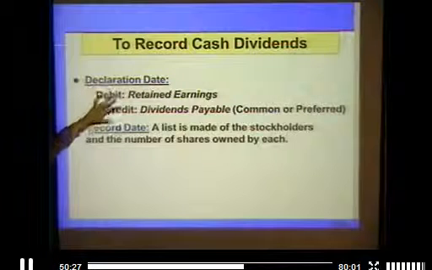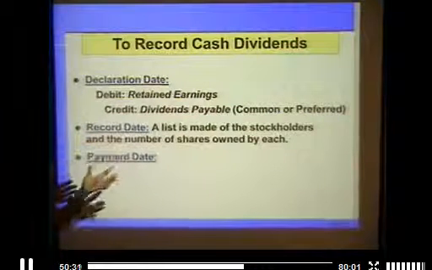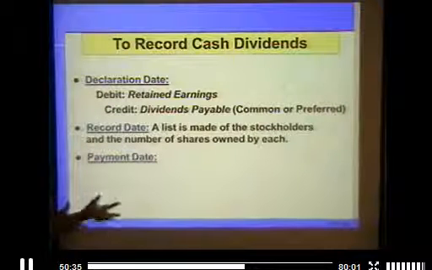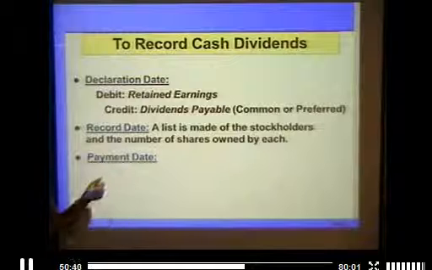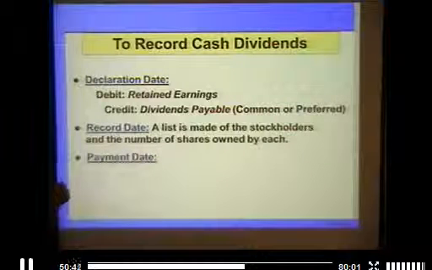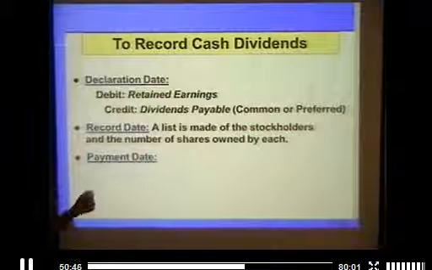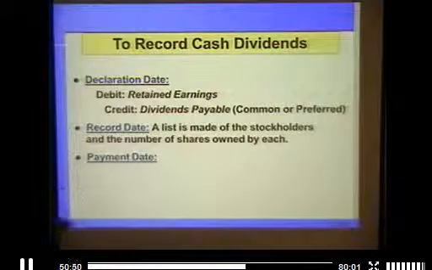So on the declaration date, that's what we do. On the record date, we're going to make a list of who's going to get it. It has nothing to do with an entry. It's a place where we're keeping up with who gets stock in our big book of stockholders. We show who's getting the dividend, how much they own, and how much their dividend is going to be.